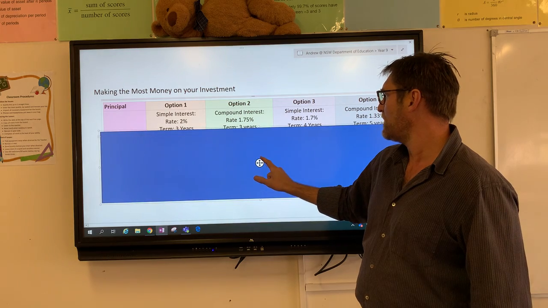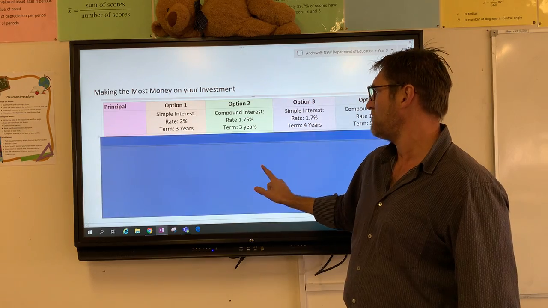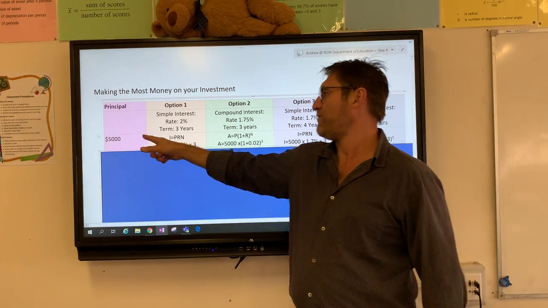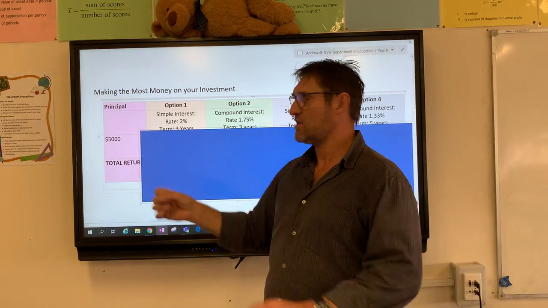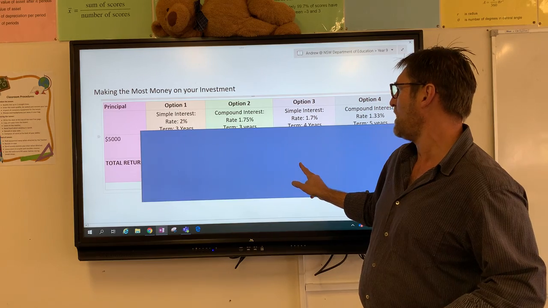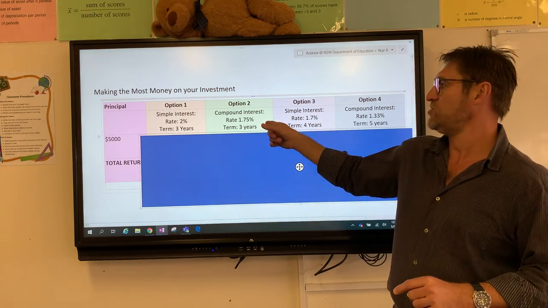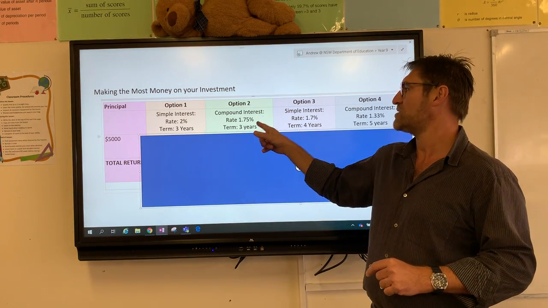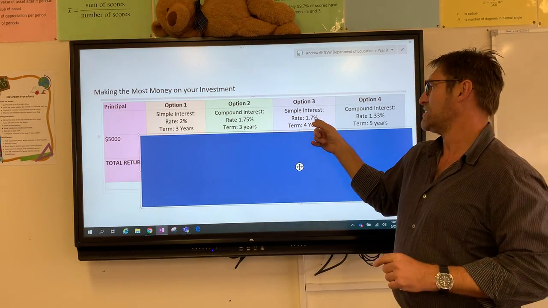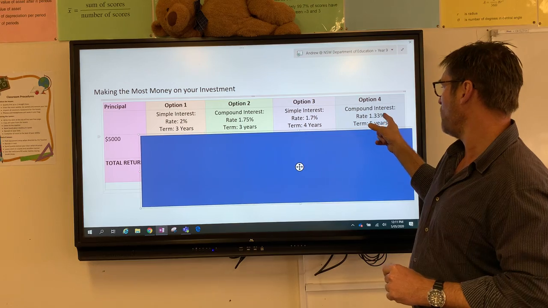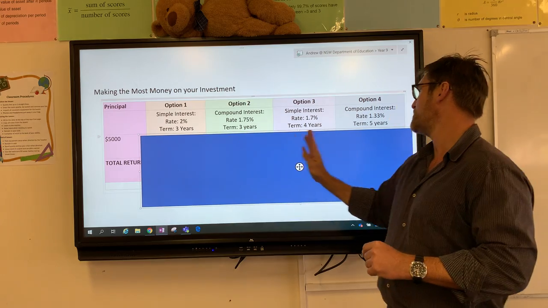All right, so our first amount of money, we've got $5,000 invested. Option one is over 3 years at 2% simple interest. Option two, we can use compound interest at 1.75% over 3 years. Option three, one extra year, 4 years now, at 1.7% simple interest. Or option four, 1.33% over 5 years. Which one of those four options works out best?